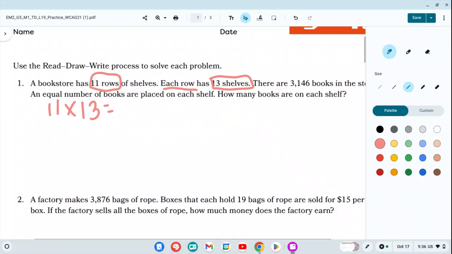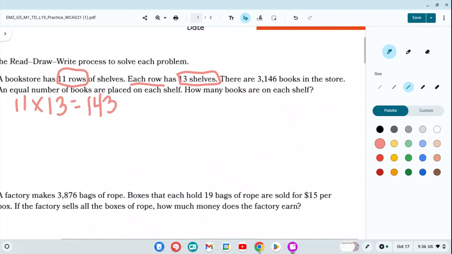So my fifth graders, I want you to take a minute to pause the video. Can you quickly multiply 11 times 13 for me? Pause now. All right, welcome back. Hopefully you were able to figure out that 11 times 13 is 143.